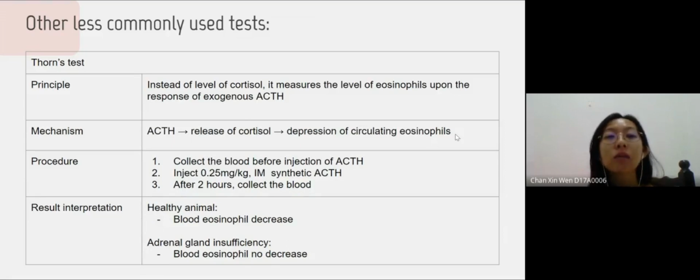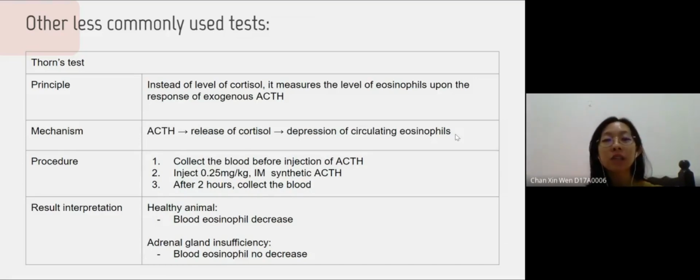So this is how the test is actually performed. For the procedure, it's very simple, the same as other ACTH stimulation tests, just that we take the blood before we inject the synthetic ACTH, and then after 2 hours, we collect the blood to see whether there is a depression of circulating eosinophil or not. If there is no decrease, that means the patient's adrenal gland cannot produce cortisol in response to exogenous ACTH.